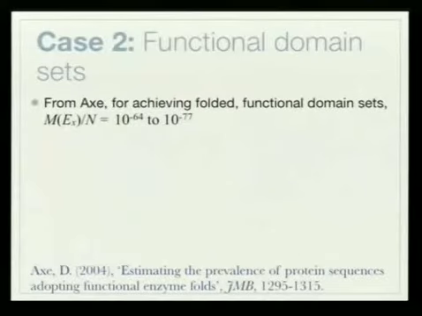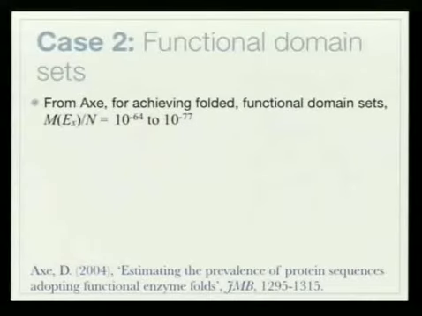Let's look at case number 2. Doug Axe has published an estimate for the frequency of occurrence of stable protein domains, stable structural domains for proteins in sequence space. And the best case scenario is that when you look at all of sequence space, the set of all possible sequences that could code for a protein domain, there is a subset that will give you a stable structure that's functional. And that subset, in its best case, is 10 to the minus 64th of all of sequence space. Well, that automatically gives us M(Ex) over N. That gives us the number of functional sequences versus the total number of sequences available.